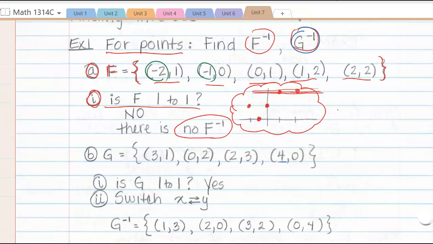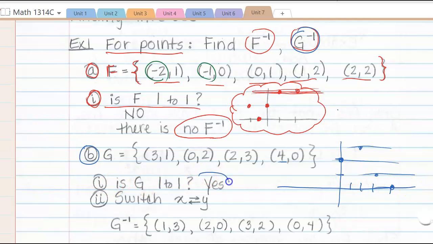Now let's go find the inverse of g. So that's going to be part B. We're going to do the same thing. We're going to graph these points to see if it passes the horizontal line test. So I'll go over here to 3, 1. I'll go to 0, 2. I'll go to 2, 3. And I'll go to 4, 0. We can see that there is no horizontal line that's going to cross more than one of those points. So we do see that it's one-to-one.